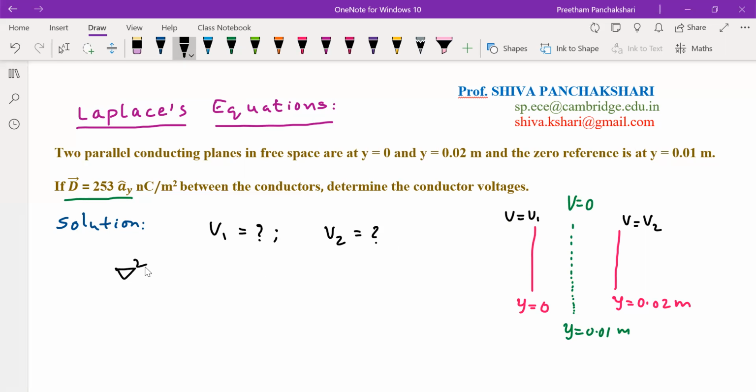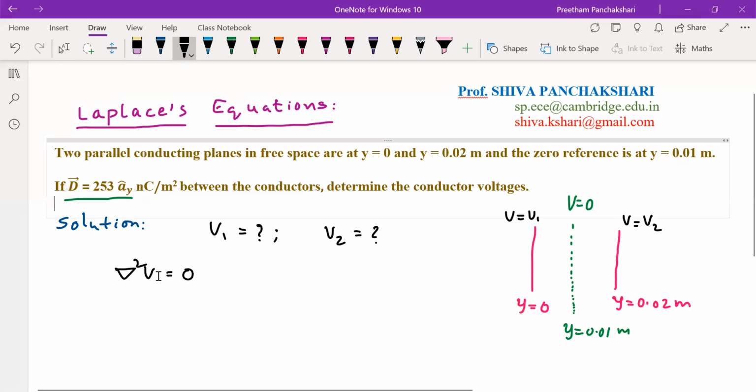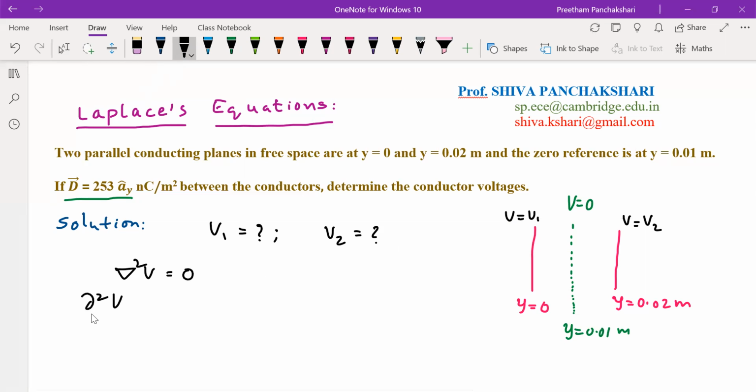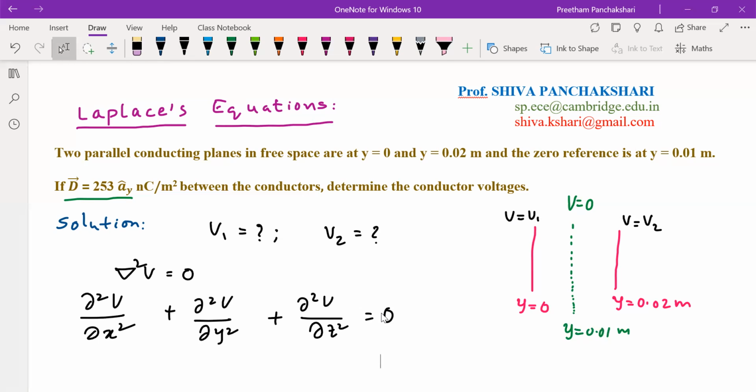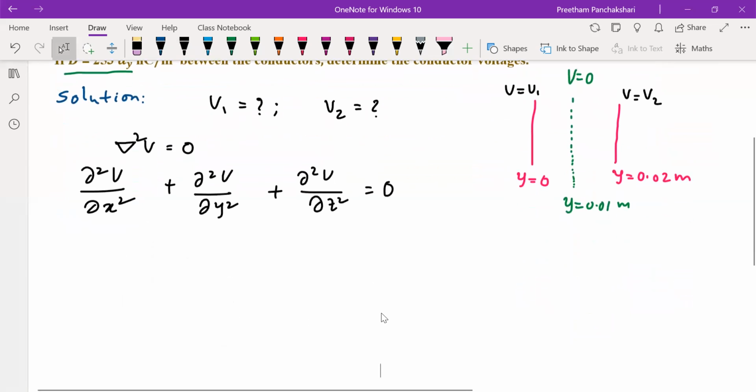Del square V equal to 0. The problem is in rectangular coordinate system, RCS. Therefore, the expansion of Laplace equation is given by this equation. That's it. We have the expansion of the Laplace equation.